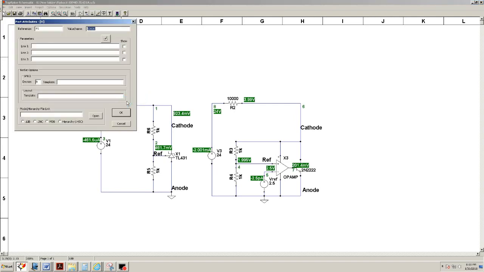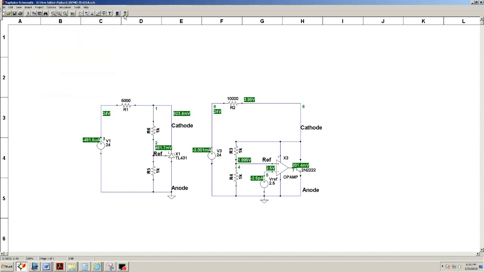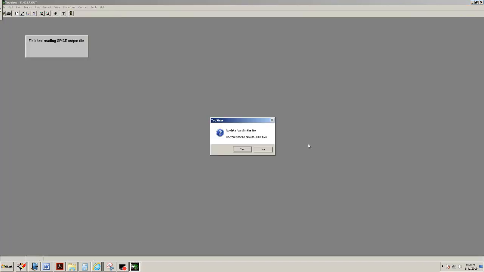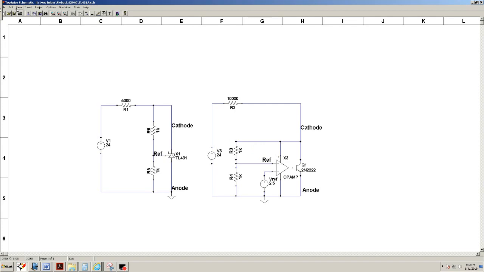Oh, I made it bigger. Okay, let's make it 1,000. Yep. There we go. Let's see what we get. Voila. Okay. So you have to have enough current supplied by your series resistor.